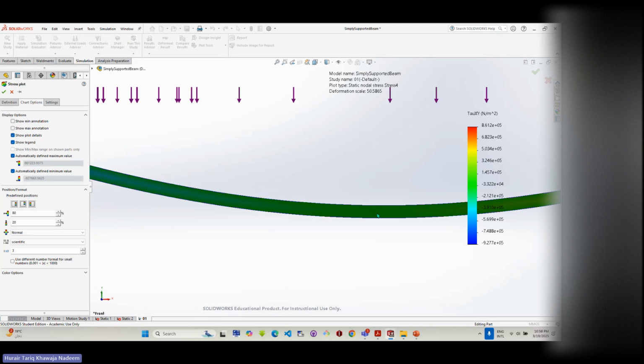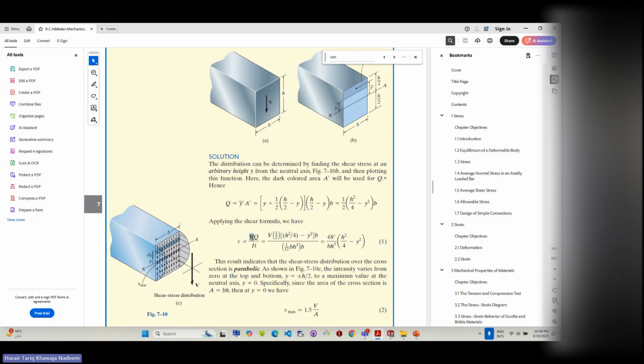Look, I think this is more critical on the edges. No, look at this formula. Not critical. What do you think? What is going to be the value of V? The maximum is at reaction points, 500.